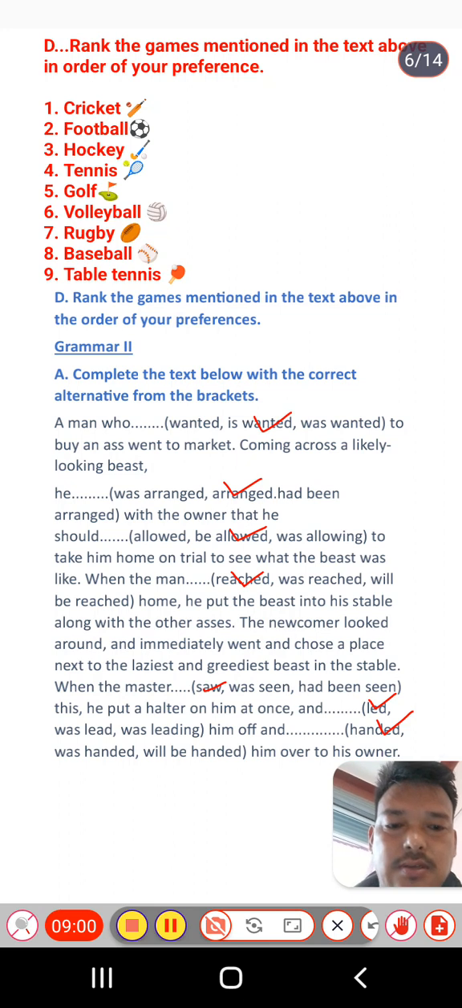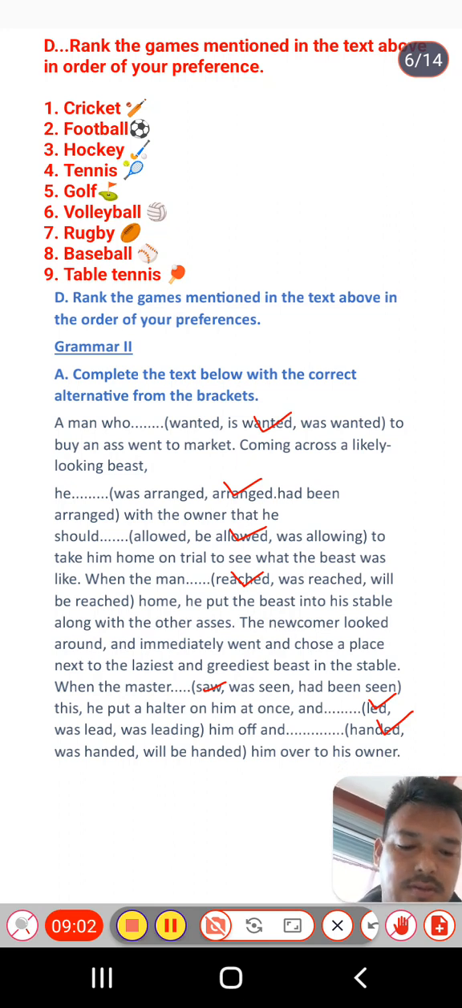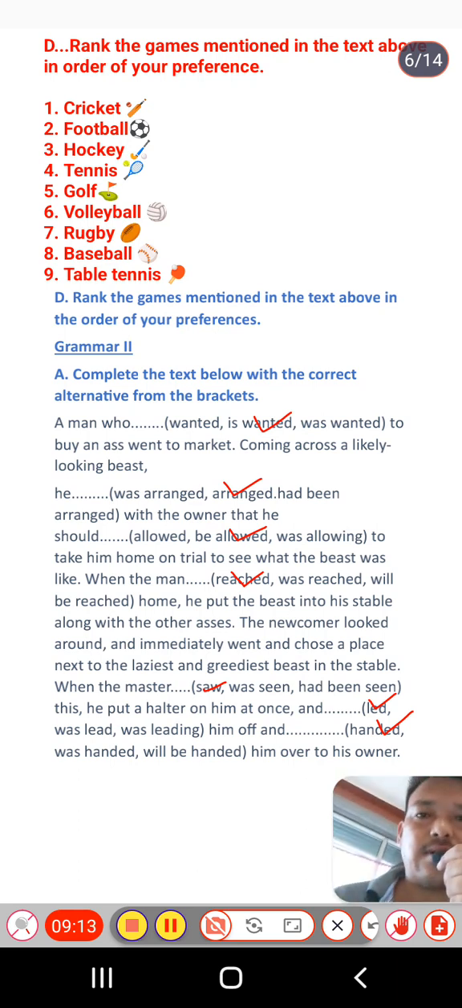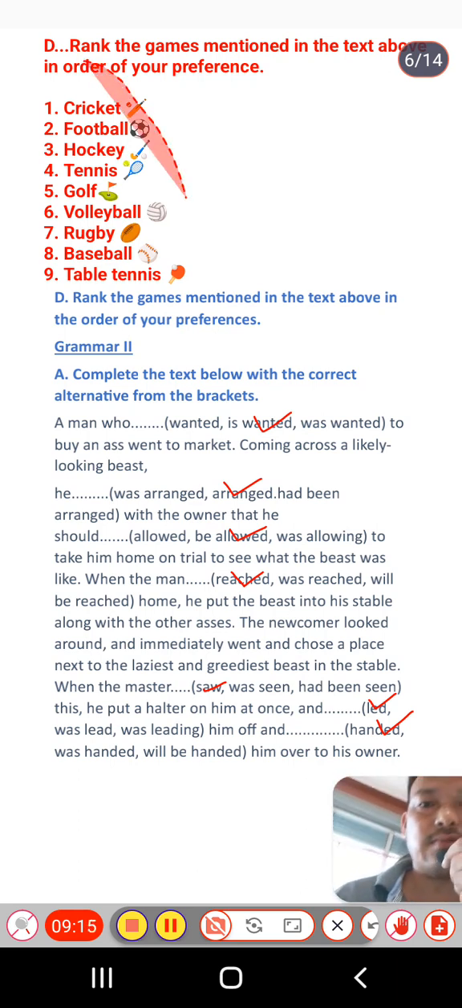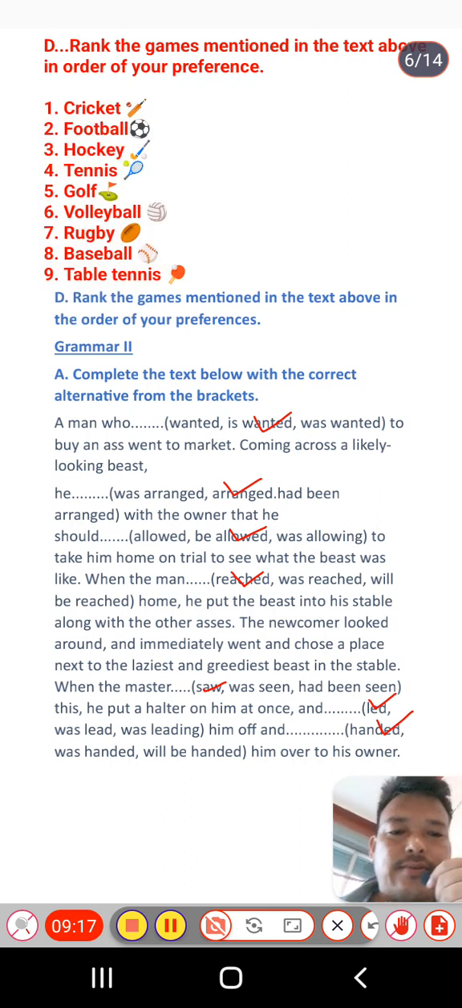Okay, we have next, students. We have the next exercise, that is D number. Rank the games mentioned in the text above in the order of your preference. So according to your preference, you have to order the games. First, I have written here the answer of D. First is cricket, then football, hockey, tennis, golf, volleyball, rugby, baseball, and last one is table tennis.